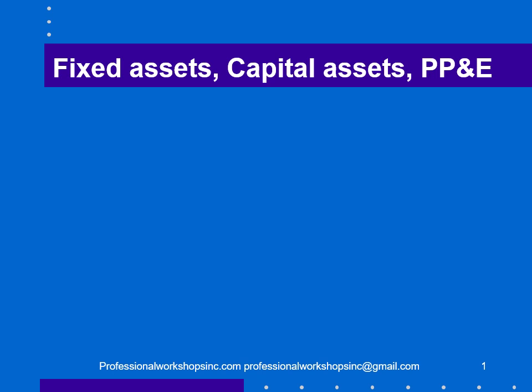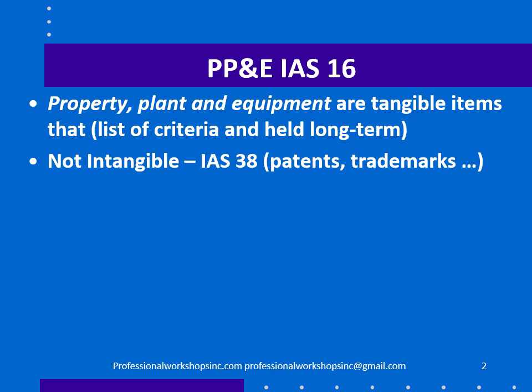In this module, we are going to discuss the terms fixed assets, capital assets, and property, plant, and equipment, and talk about which is the correct or proper or right term to use, if there is one. Property, plant, and equipment is an IFRS term. It's in IAS 16, and it says property, plant, and equipment are tangible items, and then there's a list of criteria, and they're held long-term. So they are tangible and not intangible items. IAS 38 talks about intangible items, which are patents and trademarks and things like that. So property, plant, and equipment are tangible.